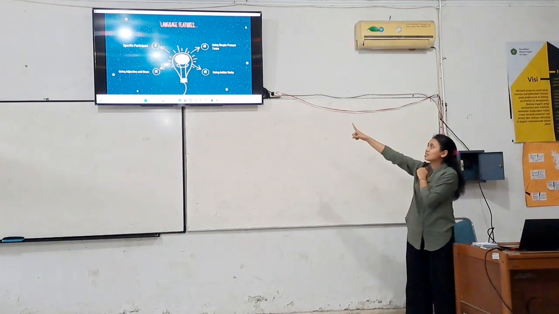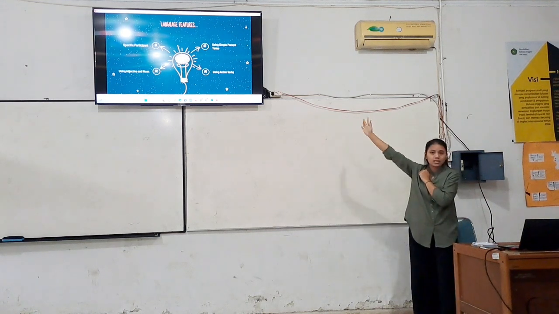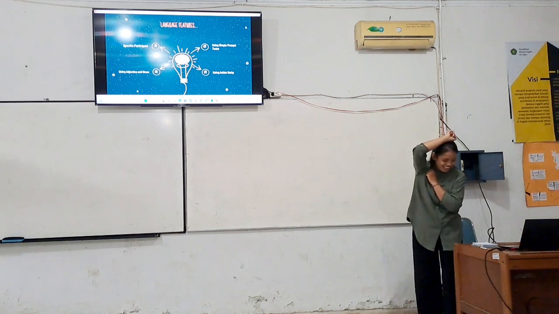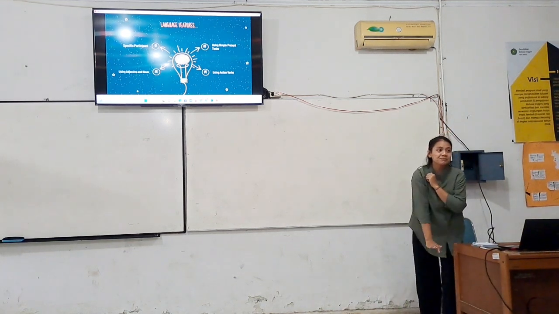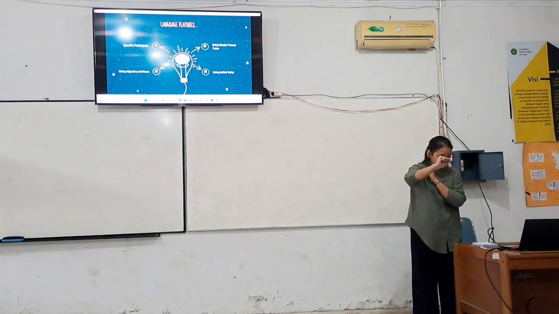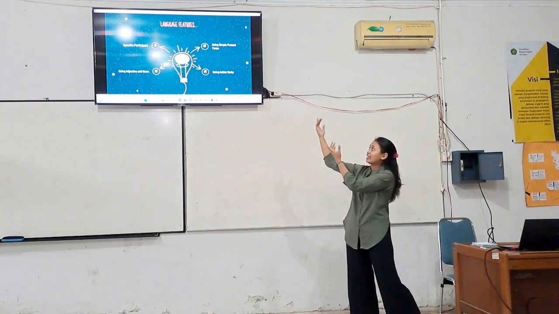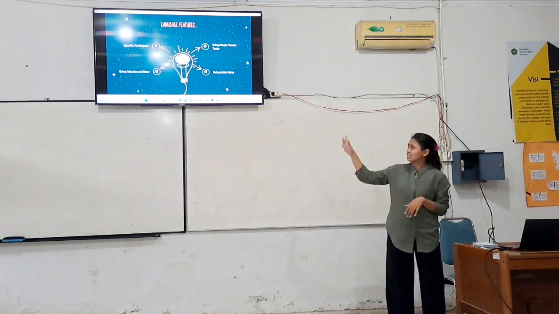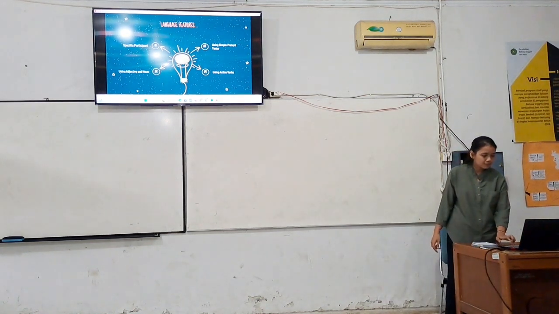Okay, and then the last is using action verbs. What is action verb? Anybody know? Kata kerja. Okay, yes. Action verb is kata kerja yang menunjukkan tindakan yang dilakukan oleh objek yang akan kalian describe in your text. Okay, so this is the language features of descriptive text.